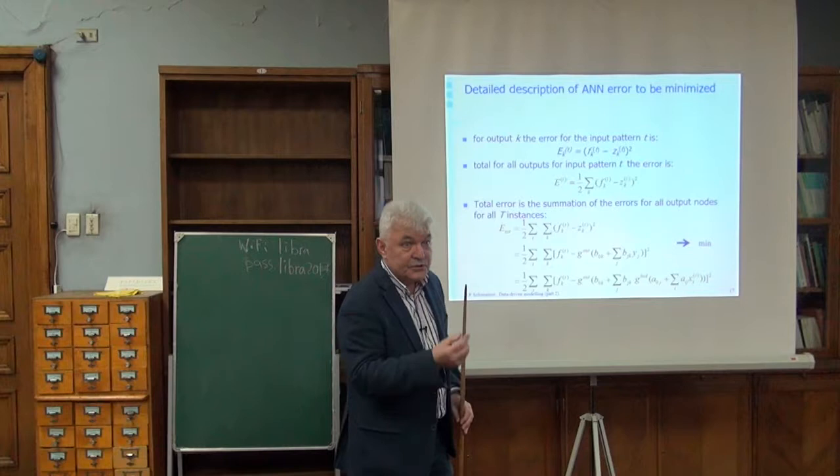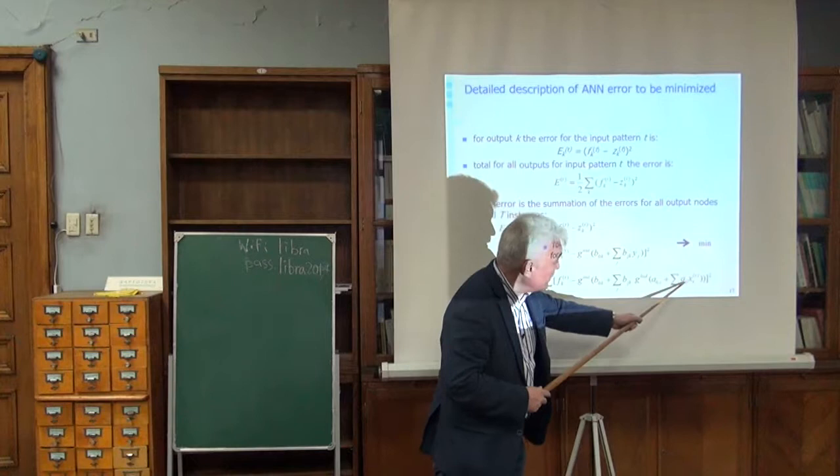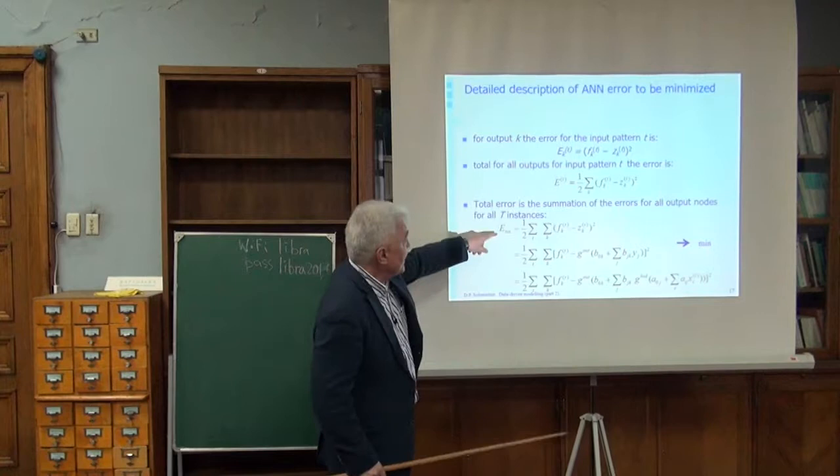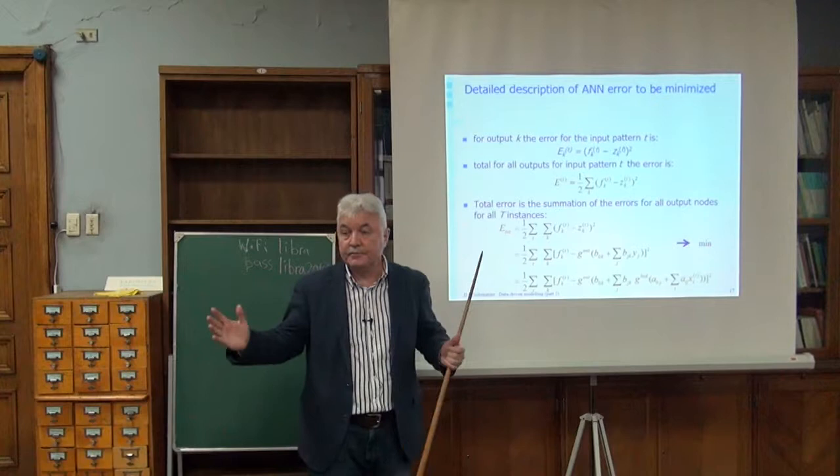And it's differentiable. Why? Because g is differentiable and linear functions are also differentiable, so we can find the gradient in the space of parameters. So how many parameters do you have? You have many A's and many B's to find. So it's an optimization problem. You want to minimize the error here. This is measured, this is calculated. This is the squared error, and you want to minimize it. That's it. Yes? This is a mathematical question.